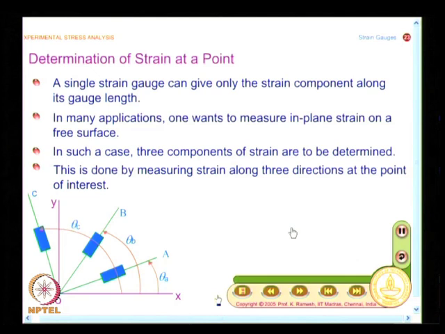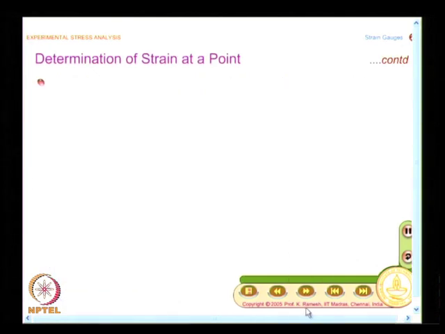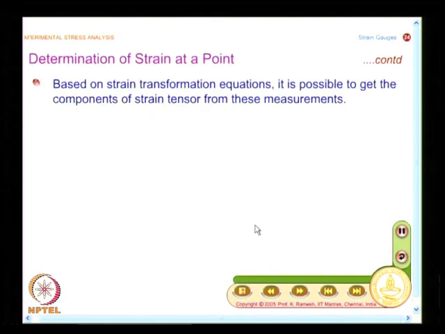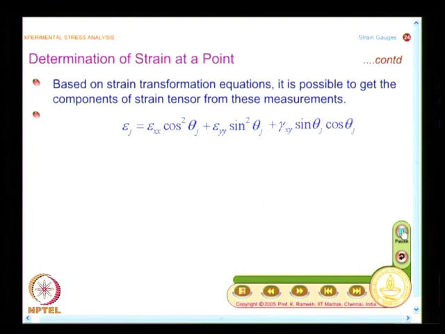I think some of you have written it, and the strain transformation law is very simple. That is what you have here. I can write it as epsilon j equal to epsilon xx cos squared theta j plus epsilon yy sin squared theta j plus gamma xy sin theta j cos theta j. I have written the engineering shear strain component. If you write it in terms of tensorial components, it is epsilon xy divided by 2.